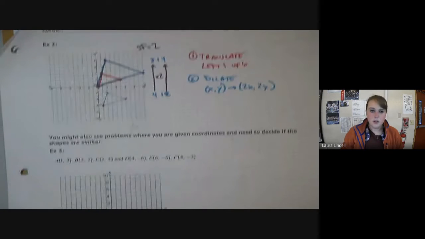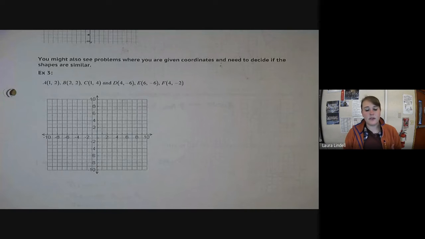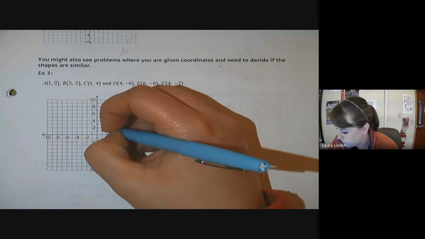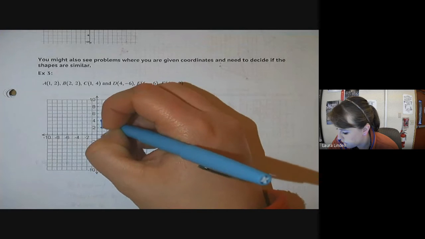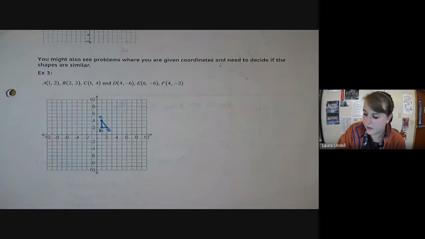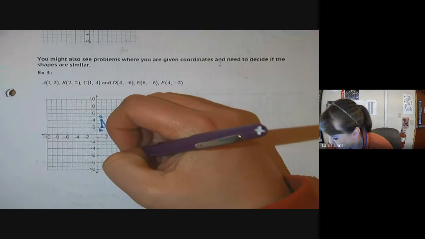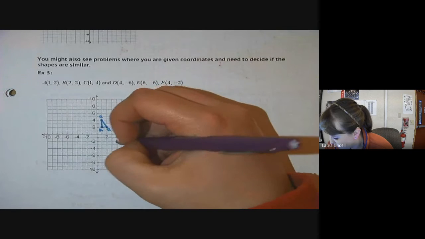Another one is something more like this, where you have to graph both of the shapes, and then you have to decide, are they similar or not? So we'll look through one of those. For ABC, we have to go over 1 up 2, over 2 up 2, and over 1 up 4. A, B, C. And then for DEF, it's 4, negative 6, or 6, negative 6, and then 4, negative 2.